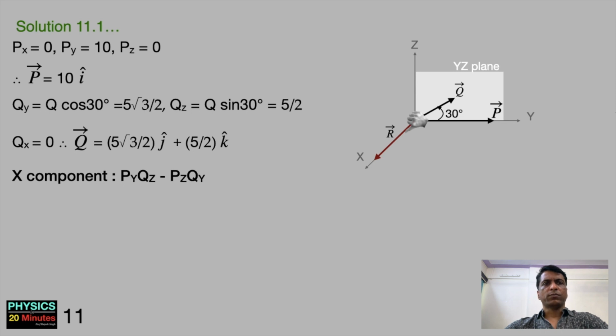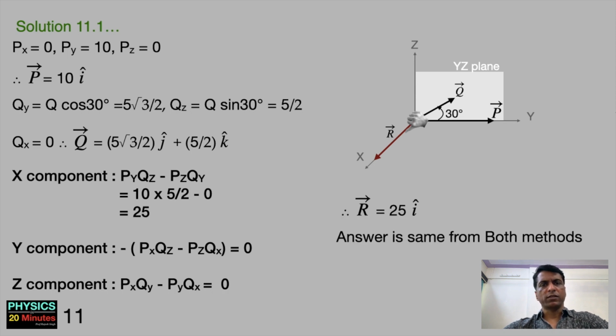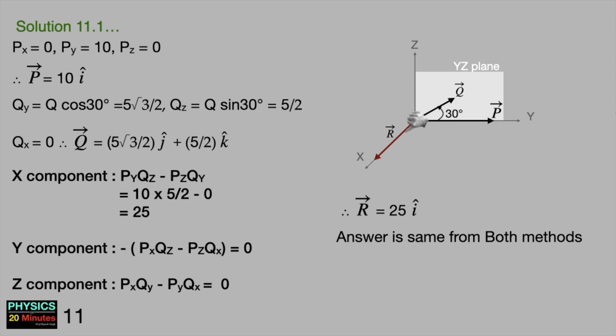The x component of the resultant is written as py qz minus pz qy. If you put the values and solve, you get 25. Y component of the resultant is minus (px qz minus pz qx), which is equal to 0. The z component of the resultant will also be 0. Therefore, the resultant vector will be represented by 25 i cap. We have solved this problem by two different methods, and you can see that the answer remains the same by both the methods.